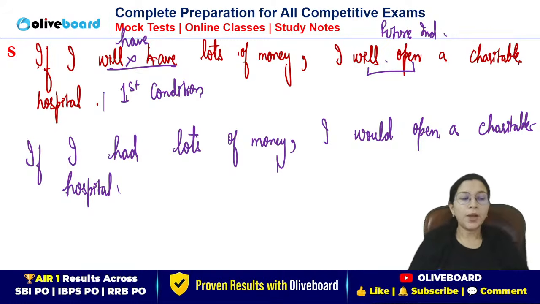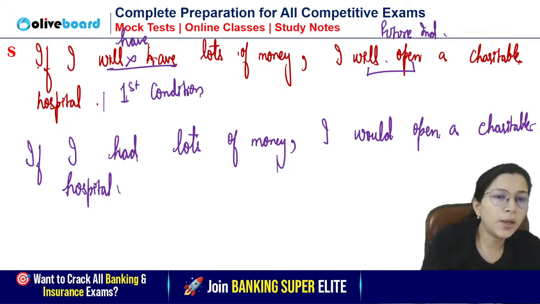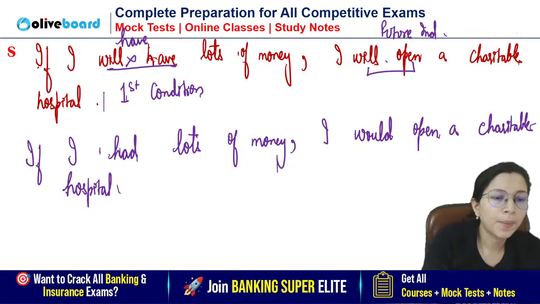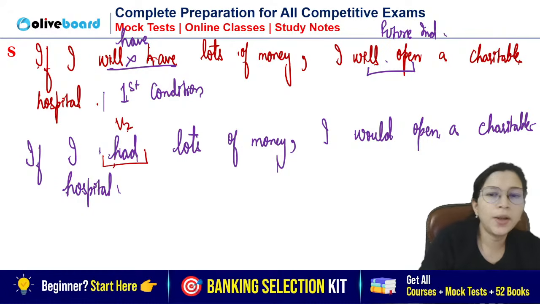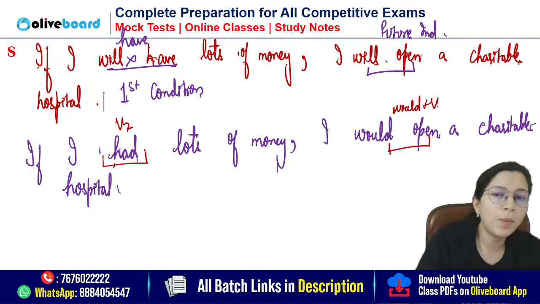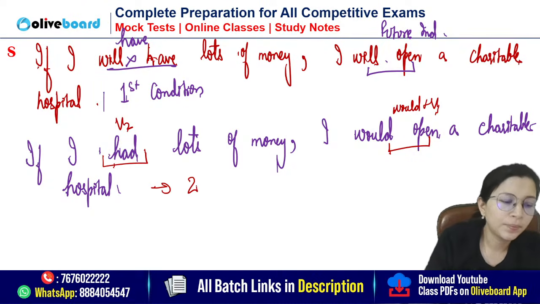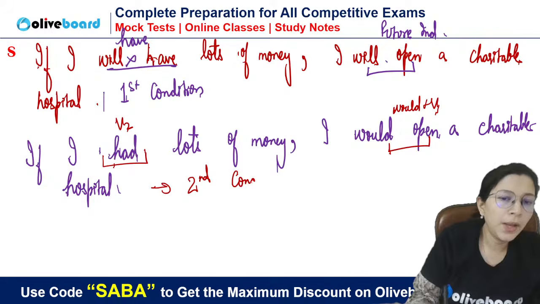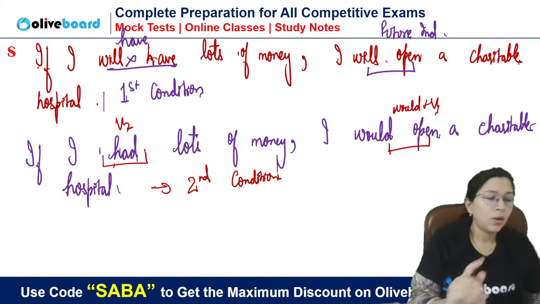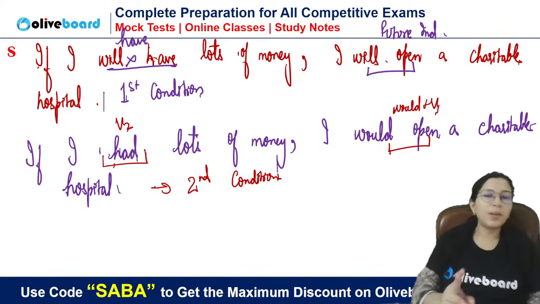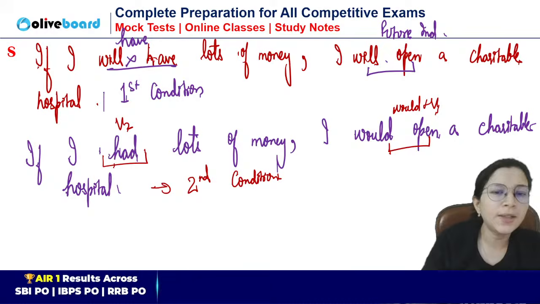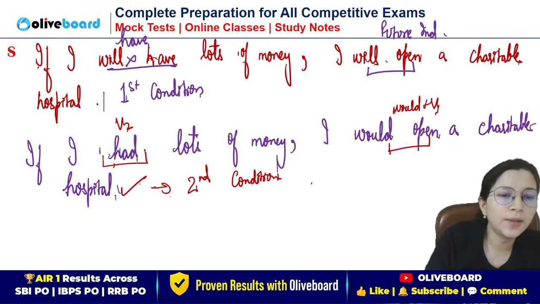I told you, read the sentence twice and then mark the error. This is V2, and here it is would plus V1. V2 and would plus V1, which condition are we talking about? Improbable condition, that is the second condition. Any confusion? Now please pay attention. If I had lots of money, I would open a charitable hospital, second condition. So everything is correct. There is no error here. This sentence is absolutely correct.